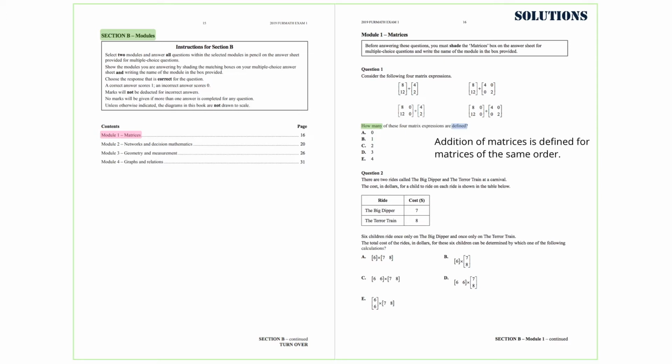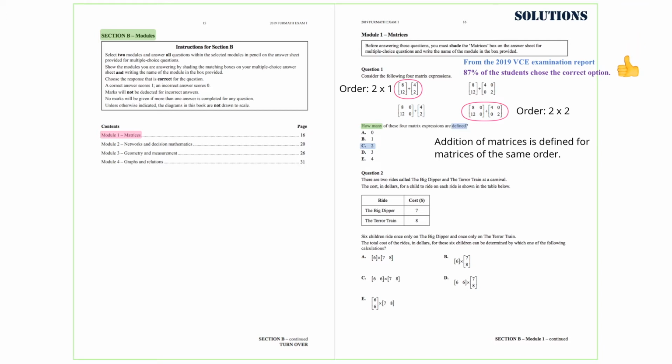The first matrix expression has 2 matrices of the same order, 2 by 1. The last matrix expression has 2 matrices of the same order, 2 by 2. So the answer we're after is option C. From the 2019 VCE examination report, 87% of the students chose the correct option.